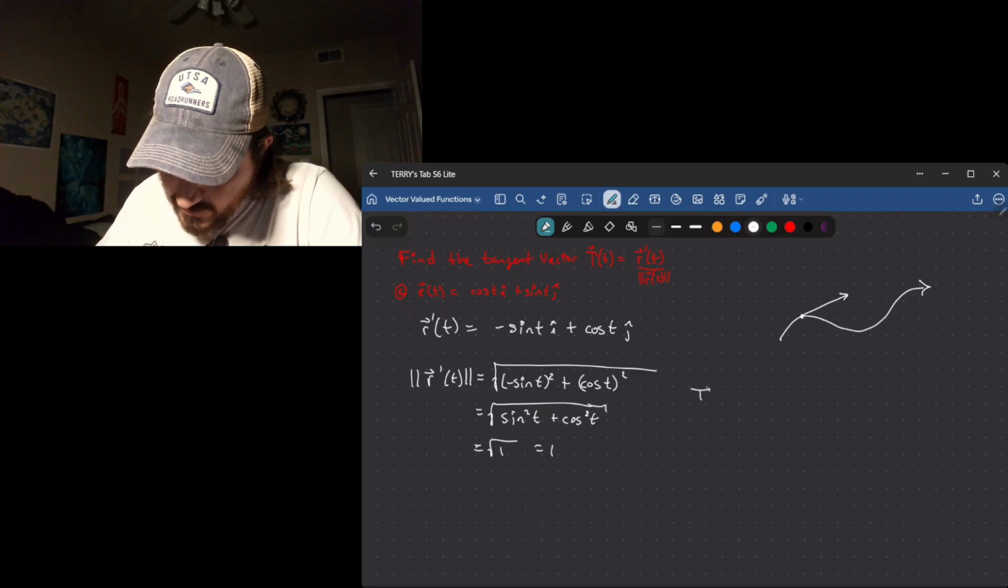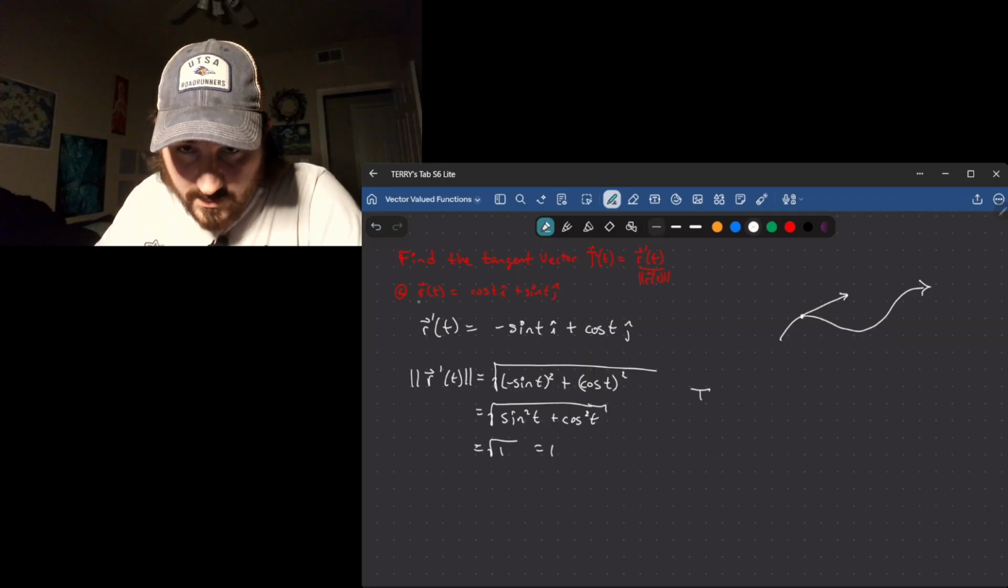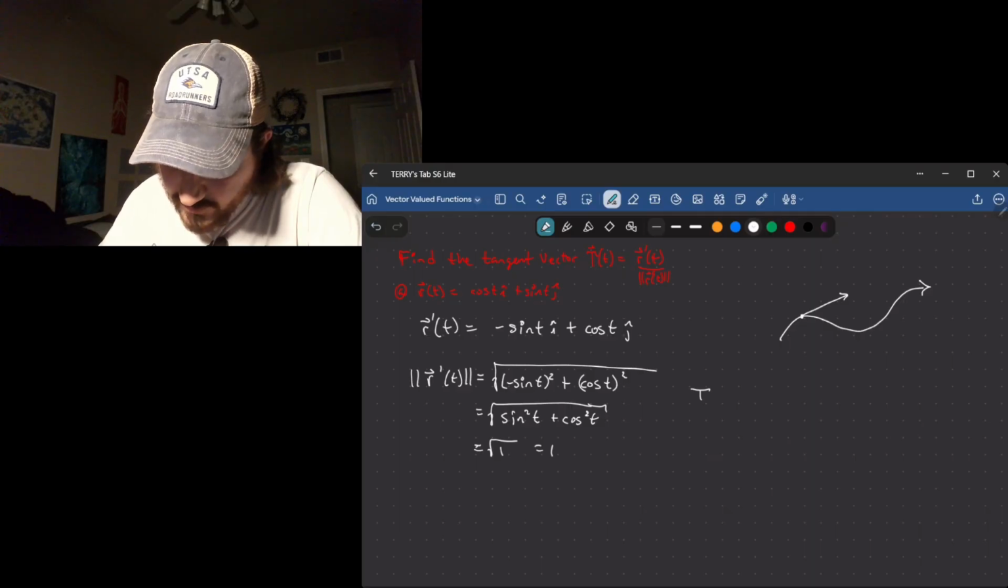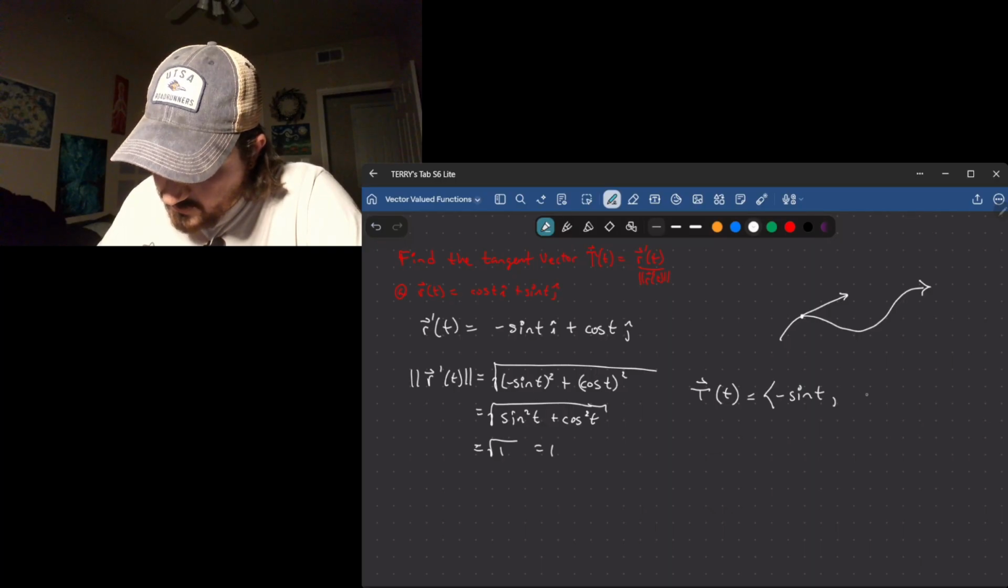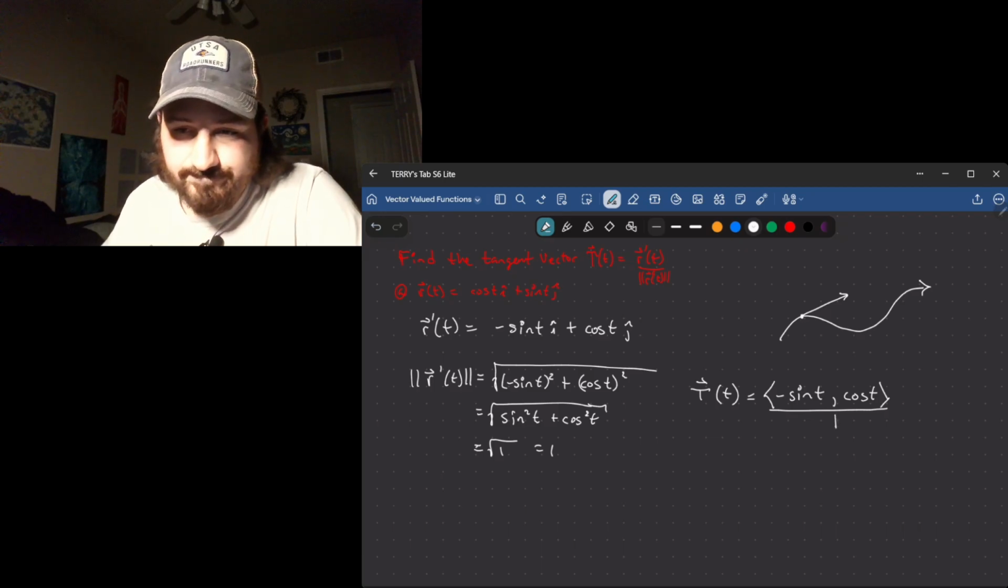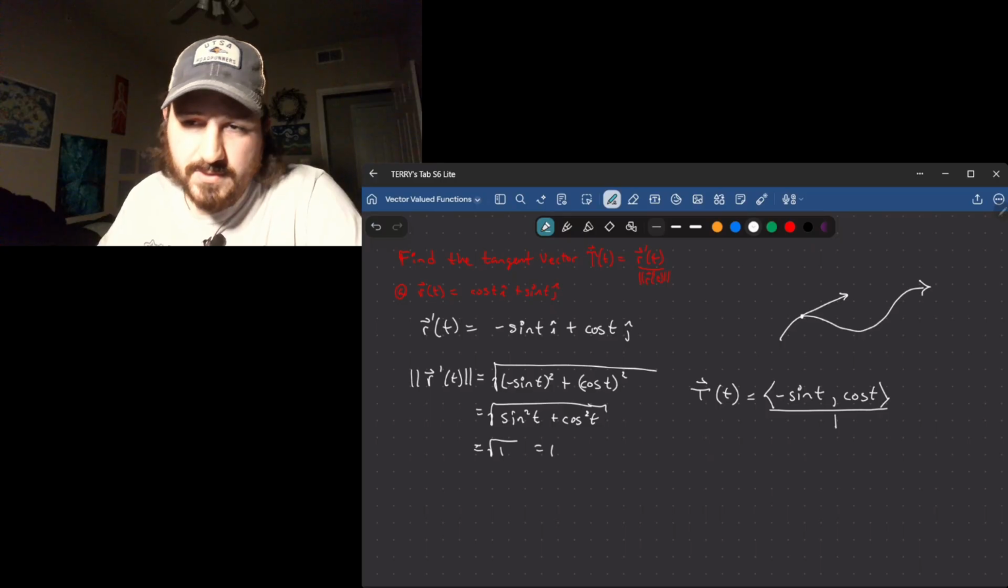So therefore, for the vector valued function r of t equals cosine of t, sine of t for our x and y components, our tangent vector, our unit tangent vector, sorry, is going to be r prime, which is negative sine of t, comma, cosine of t, divided by the magnitude, which is just 1. And that's it. This concept's pretty straightforward.